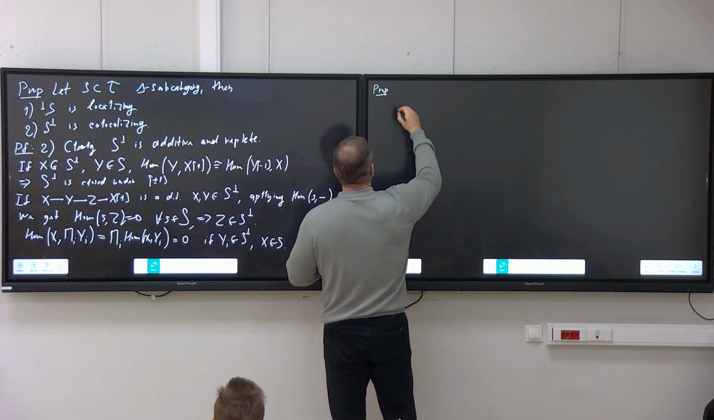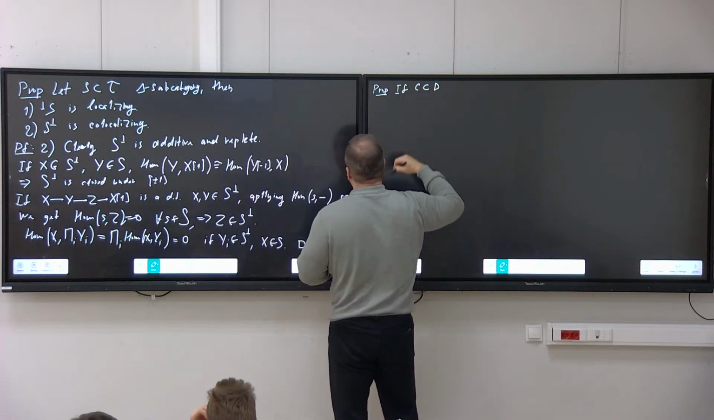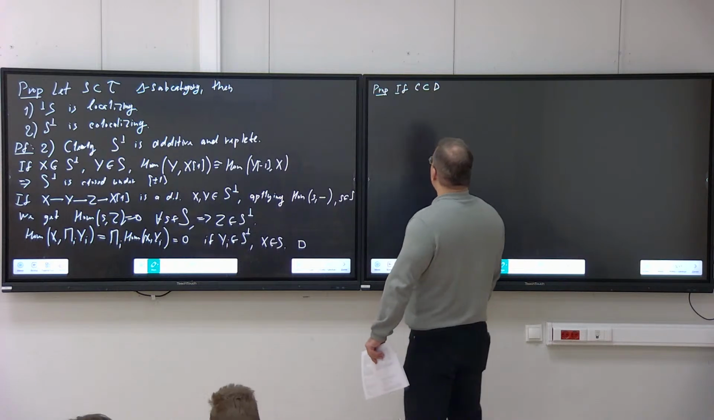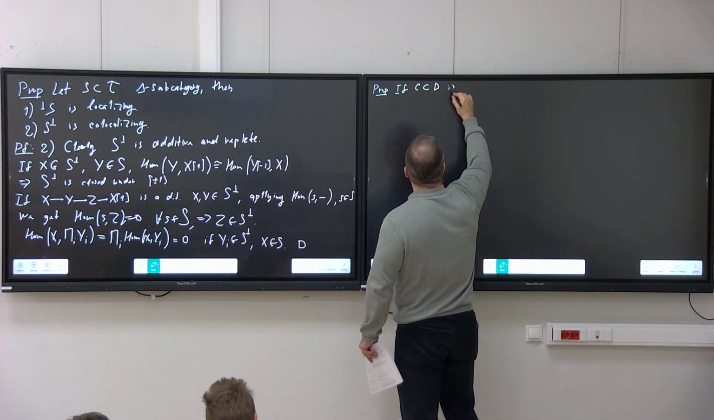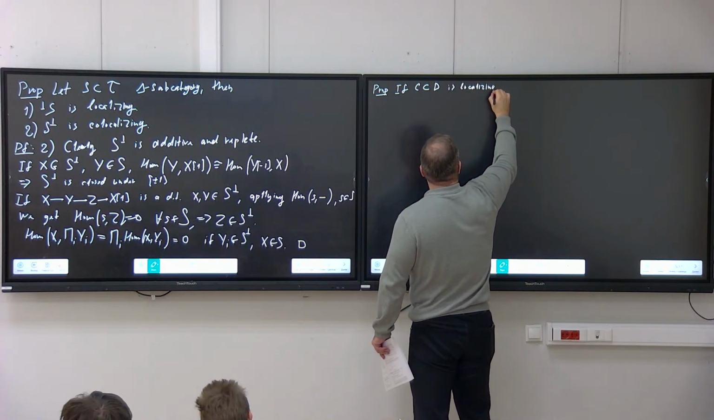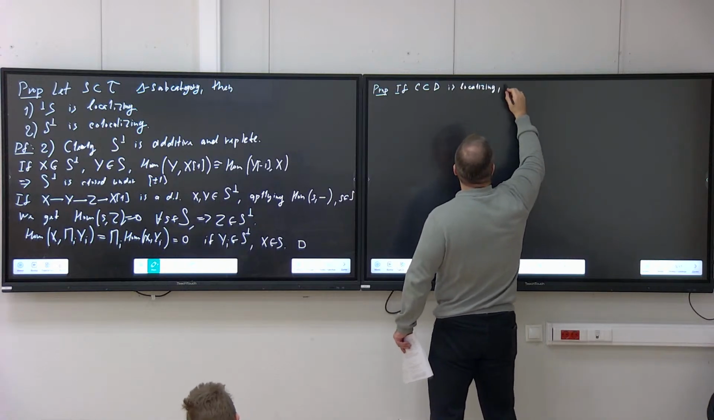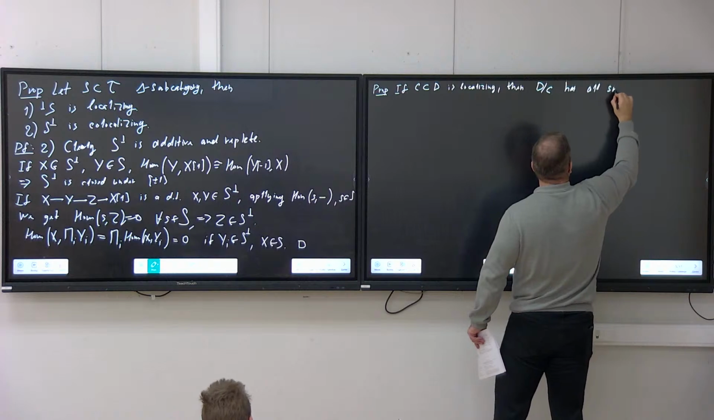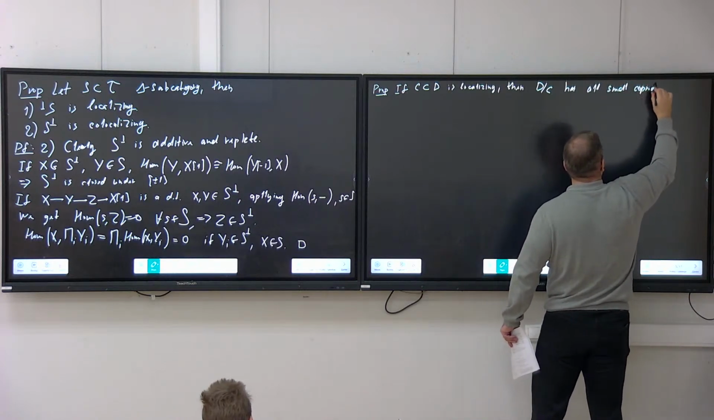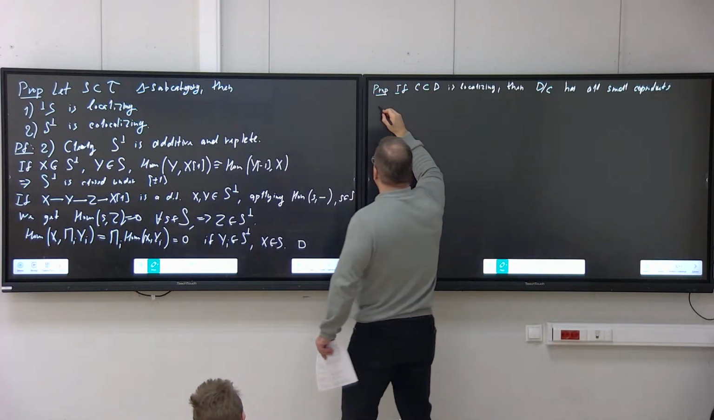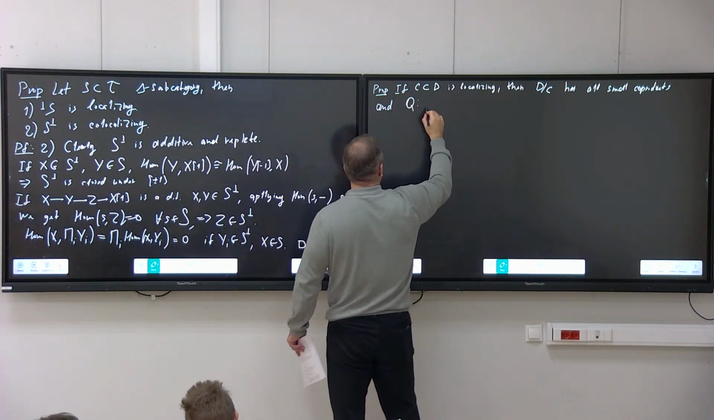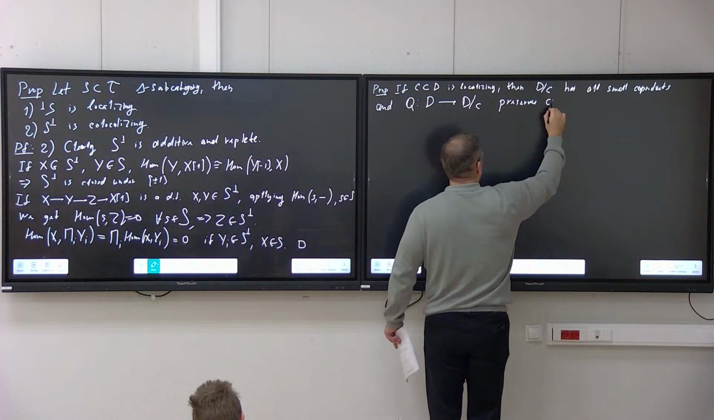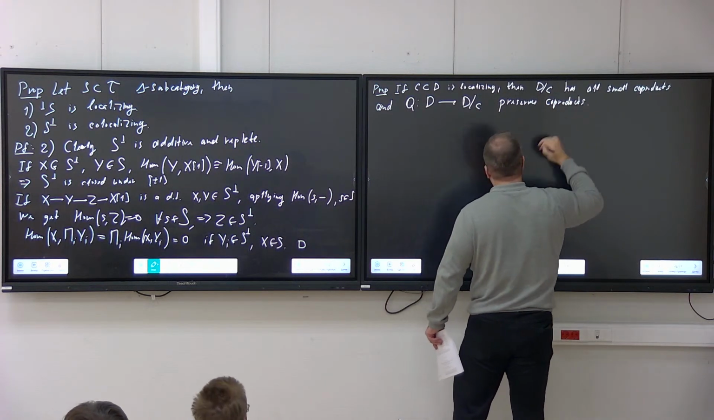So, proposition: if C in D is localizing, then D mod C has all small coproducts, and the quotient functor from D to D mod C preserves coproducts.